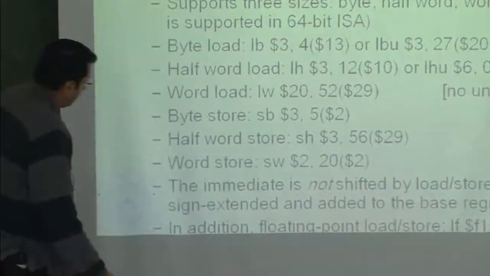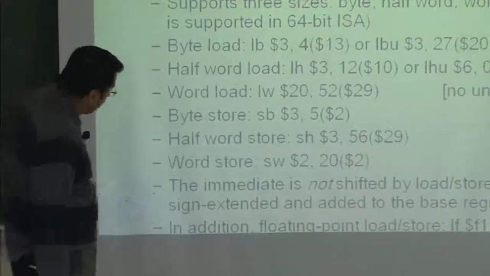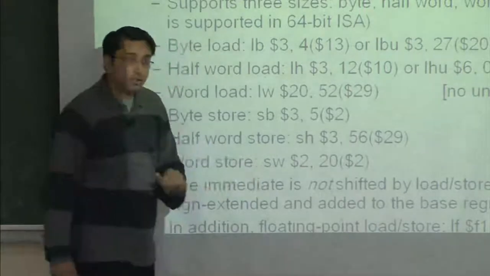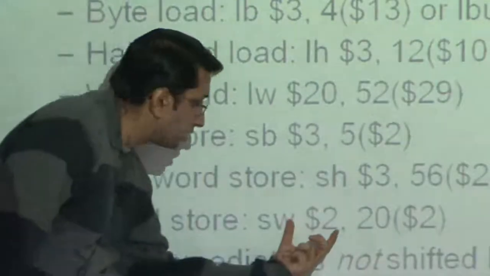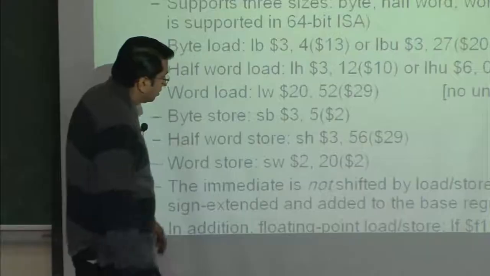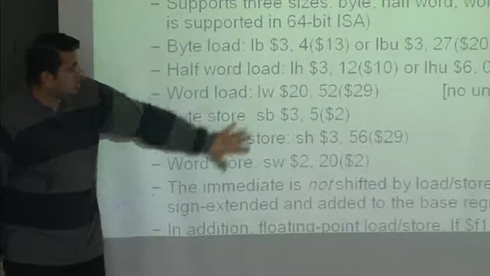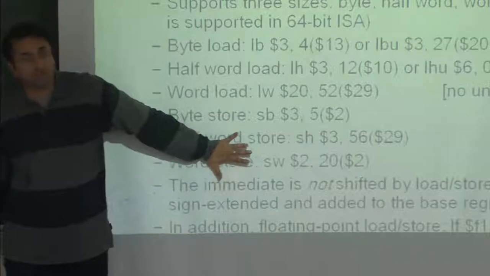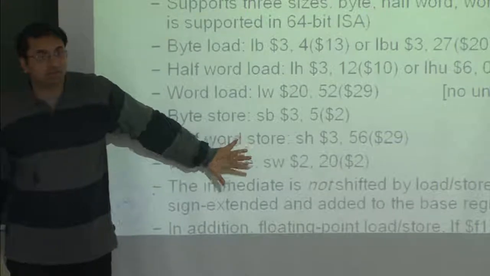Similarly, you have half word store SH and word store SW. So SW would store the entire register $2 at this particular address. So you can exactly figure out how these instructions actually execute in the C file again. You can go and look up actually which byte it extracts and all these things.